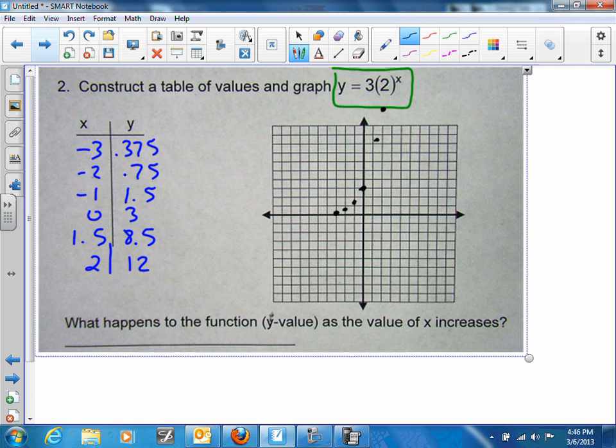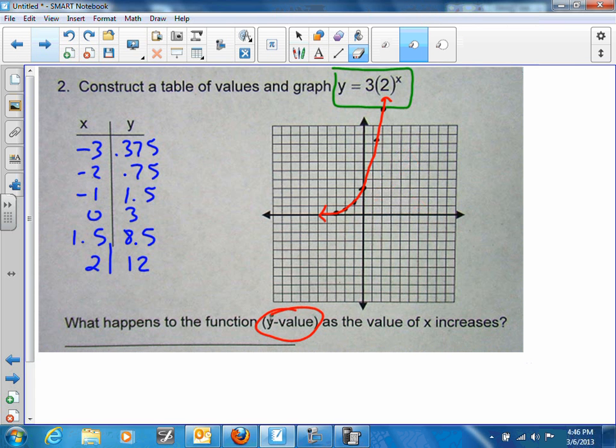So notice whenever you graph this, it's a growth. So try your best to graph it as best you can. Now, what happens to the function, the y value, as the x value increases? As x increases this way, what's happening to the y value? In this case, as x increases, the y value also increases.